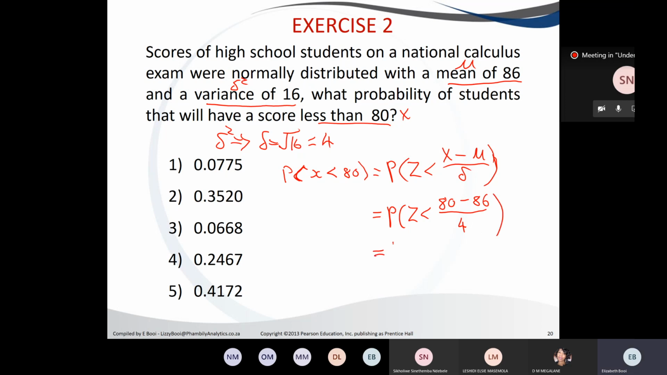Then this is the probability that z is less than, and we've calculated this earlier, and we find that it's less than minus 1.50. Now we go to the table.